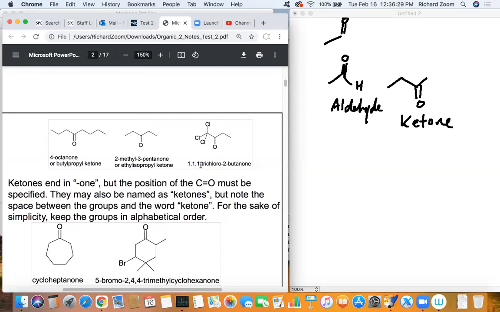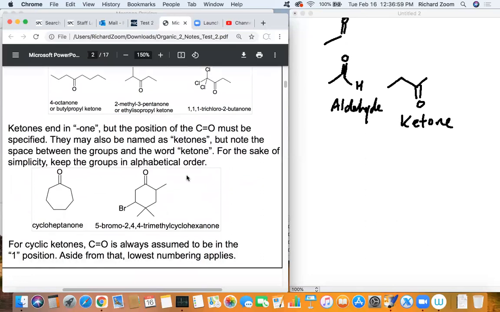And this one here would be 1,1,1-trichloro-2-butanone. In this case, if I was calling it butanone without the 2 there, I might actually get away with that, because, well, I suppose it could be over here, and that would be different. So the 2 here is where it would be, 1, 2 being the numbering.